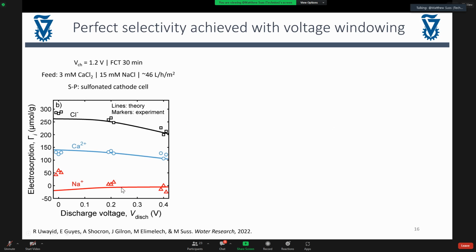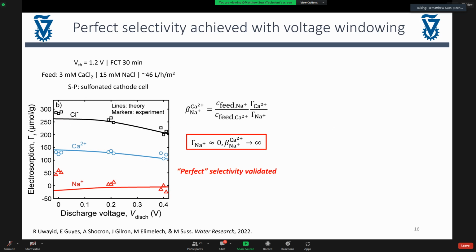So it can be so selective that it just reaches in the CDI cell and pulls the minority species and doesn't pull out the majority species. And that's what we see at 0.2 volts and 0.4 volts discharge voltage. So, when you define your separation factor, it is the electrosorption of calcium versus sodium normalized by its feed concentration. We're not electrosorbing sodium at all, so the separation factor here is going to infinity. We call this a perfect selectivity, where you take one species and not the other.